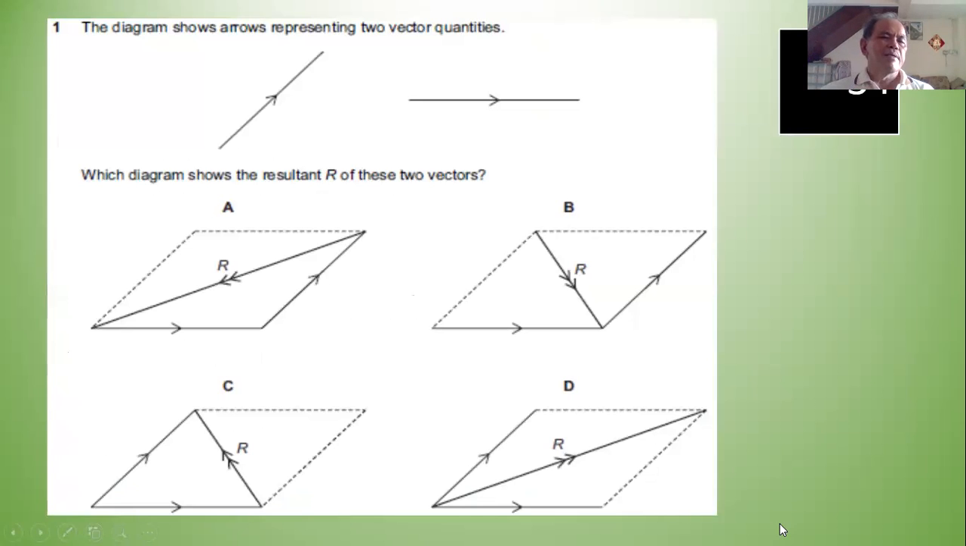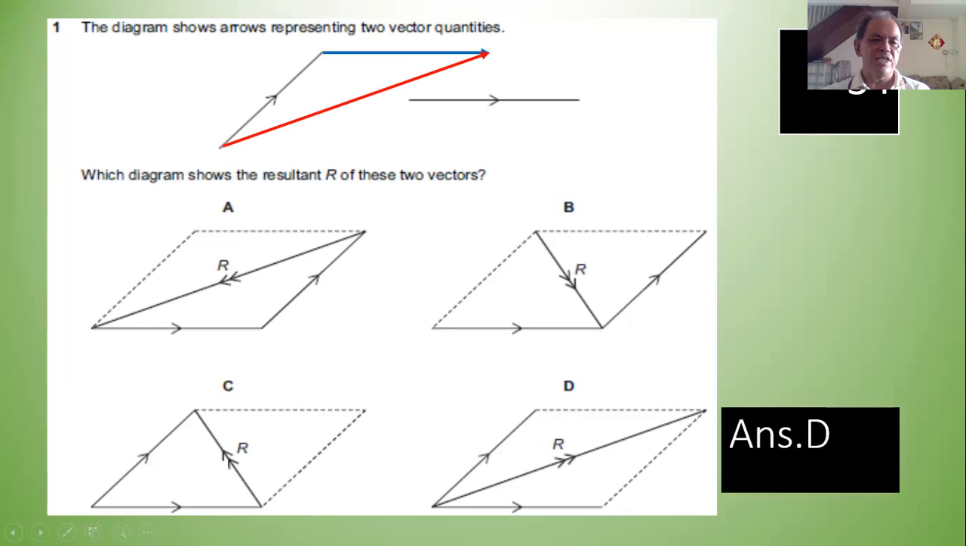Okay. The diagram shows arrows representing two vector quantities. These are from A-level past papers, Cambridge A-level. Which diagram shows the resultant? You can start with any one. Start with this one, then add this one to here. Triangle rule, then see which is the right answer. You can also use the parallelogram rule, same thing. The answer in this case is D.